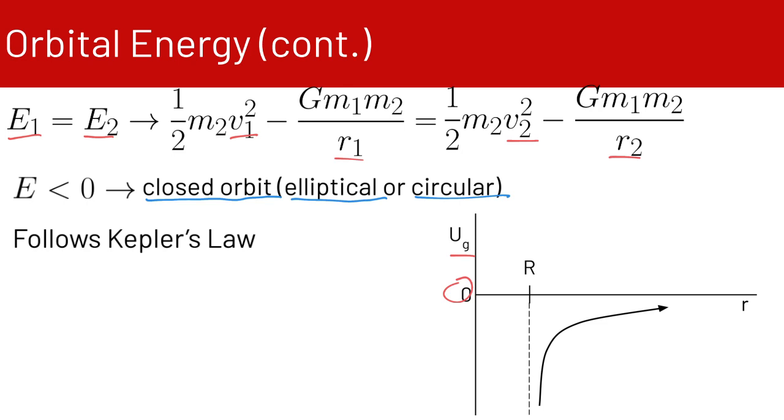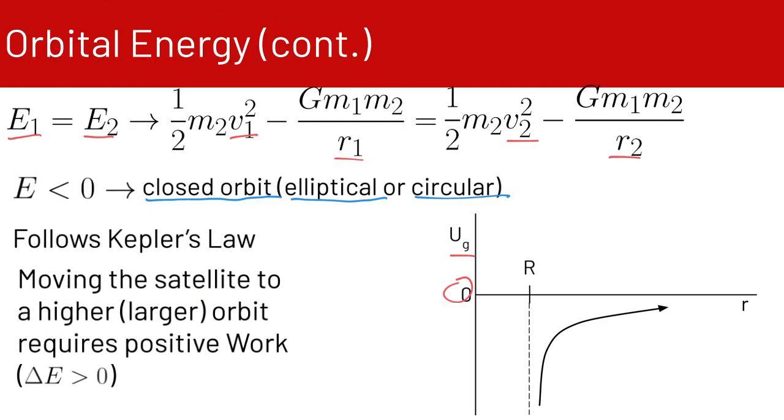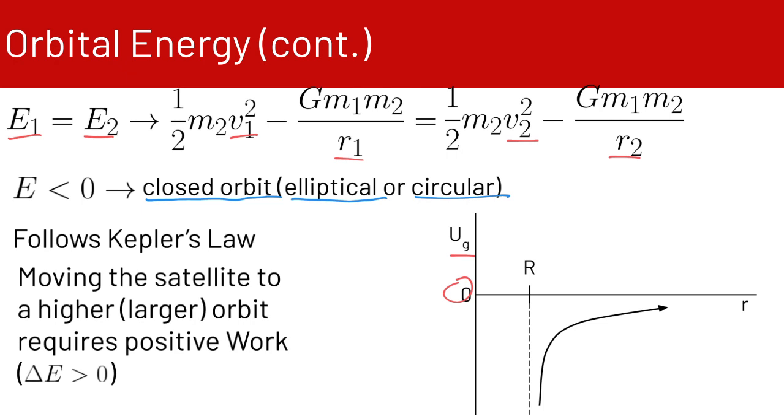So when you want to change an orbit, moving a satellite to a higher or a larger orbit requires positive work. So you've got to increase the energy in the system to move the satellite to a larger orbit. So in other words, you've got to increase the velocity of the satellite to move to a higher orbit.